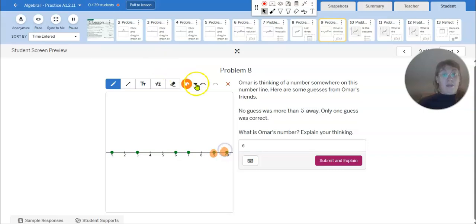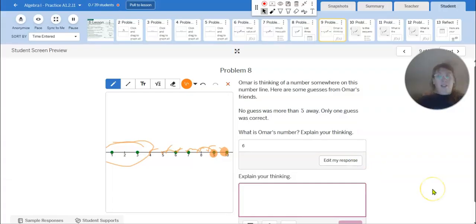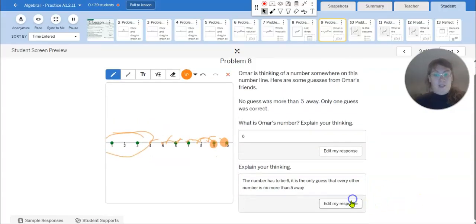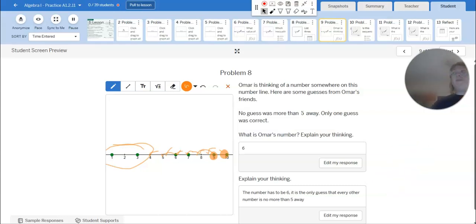And with 9 and with 10, obviously if we go 5 away, 2, 3, 4, 5, we're going to miss both 1 and 3. So 6, we can say that the number has to be 6. It is the only guess that every other number is no more than 5 away. Beautiful.